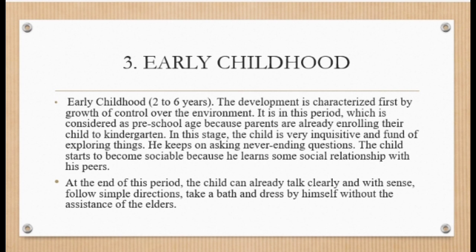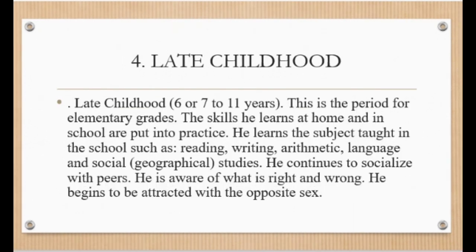At the end of this period, the child can already talk clearly and with sense, follow simple directions, take a bath and dress by himself without the assistance of the elders. And number 4, late childhood. Late childhood, 6 or 7 to 11 years.